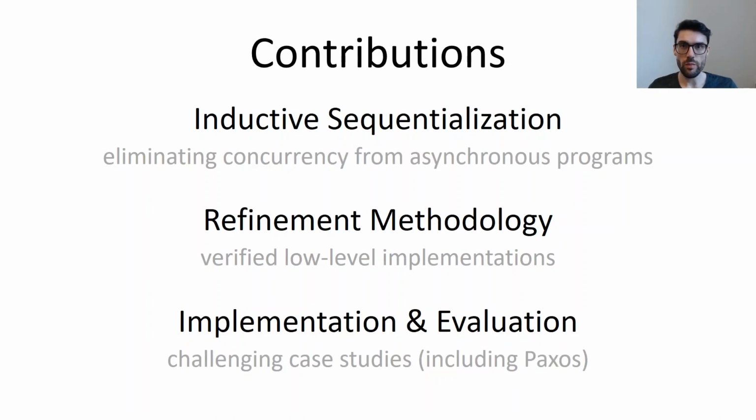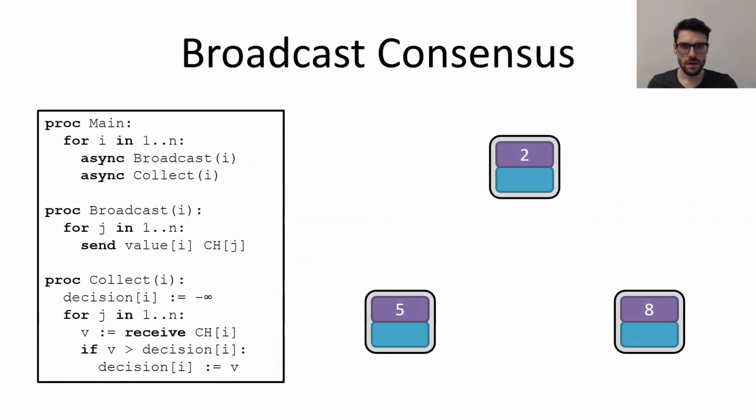In summary, our main contribution is a new proof rule called inductive sequentialization, which turns complicated reasoning about concurrent programs into simple reasoning about sequential programs. We integrated inductive sequentialization into a refinement methodology that allows us to prove fine-grained implementations. Finally, we implemented our methodology and demonstrated its applicability and usefulness on a number of challenging case studies. In this talk, I'm going to explain our technique on a simple toy example called broadcast consensus.